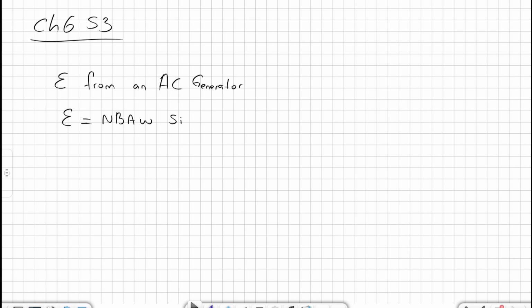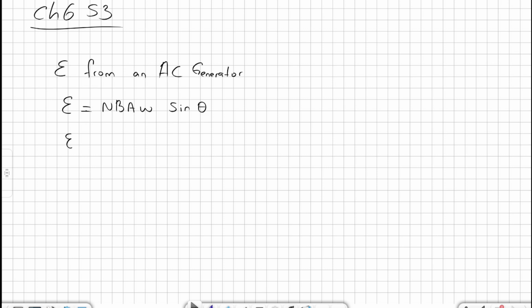First, let's remember EMF that we got from an AC generator. EMF was equal to NBA omega times sine theta. NBA omega was the maximum value of the EMF. EMF is equal to E max multiplied by sine omega t. Instead of theta, I can write omega t. We talked about this one in section 1. And in this section, we will not use epsilon, we will use potential difference. So instead of EMF, we will be talking about potential difference.